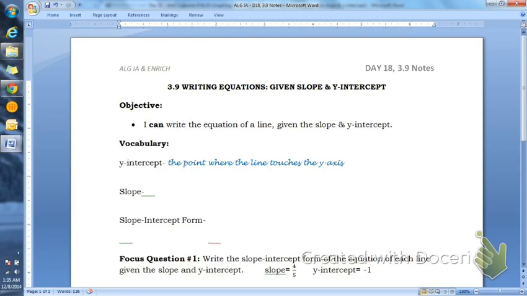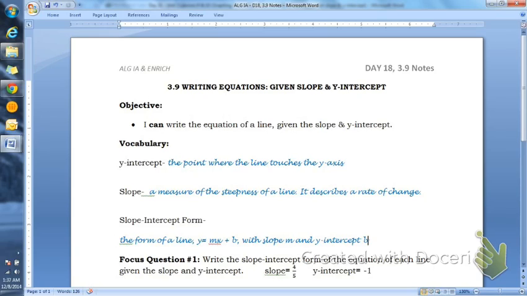The slope is a measure of the steepness of a line. It describes the rate of change. Go ahead and push pause and finish writing these definitions out. The slope-intercept form is the form of the line y equals mx plus b with the slope m and the y-intercept b.